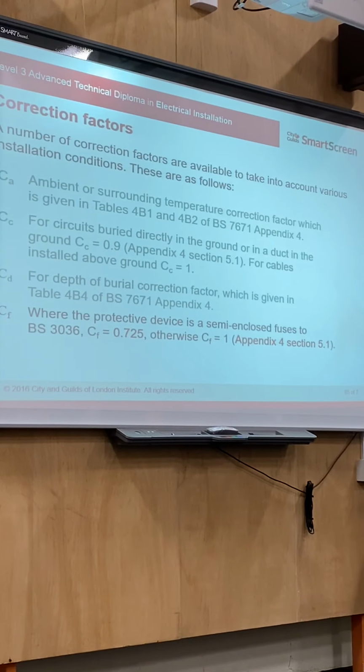Okay. If we're not using these factors, we use the multiplier of 1. Because it's very rare that a cable is going to be both run in the air and underground at the same time. Or we take the worst case scenario, whichever one has the highest factor that applies to it. CD is looking at the buried factor. So how far into the ground is it buried?